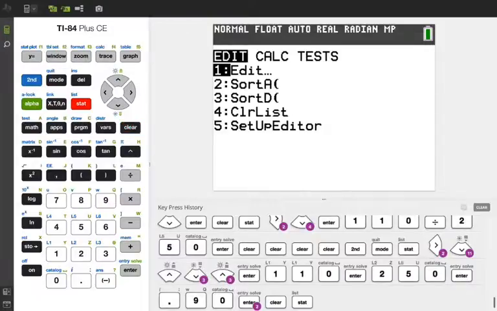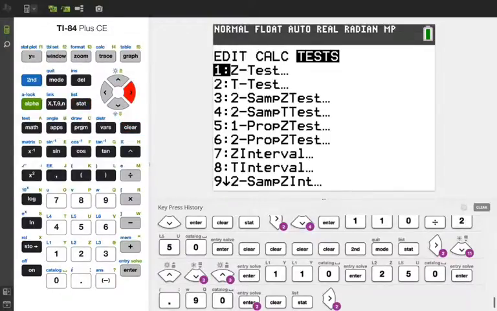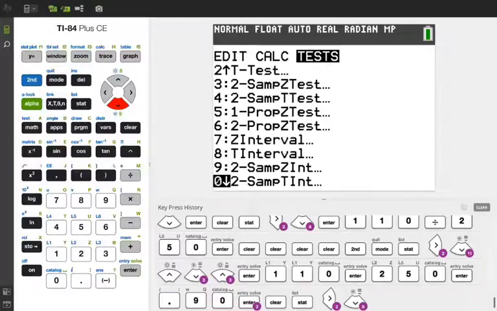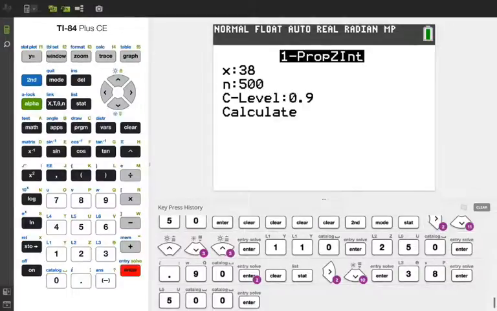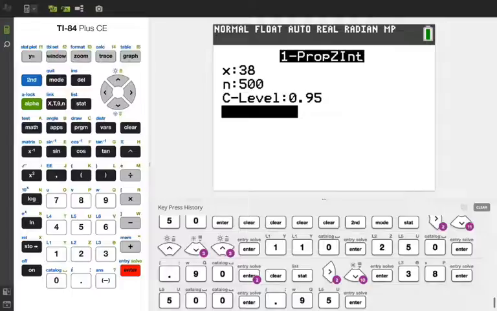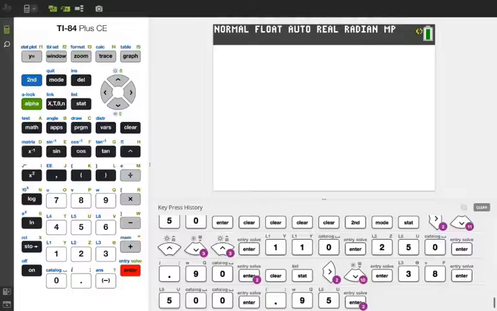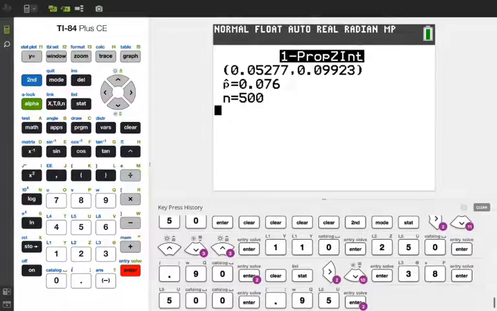So let's come over to run a 1 proportion z interval. I'm going to go ahead and scroll down to 1 proportion z interval. And in this case, my x value is 38. And n is the total of 500. And here we're asked for a 95% confidence interval. So we just input that information into the calculator. And as we do that, we get this interval between 5.3 and 9.9%. So we can come back and answer the question and jot this down and then interpret our interval.